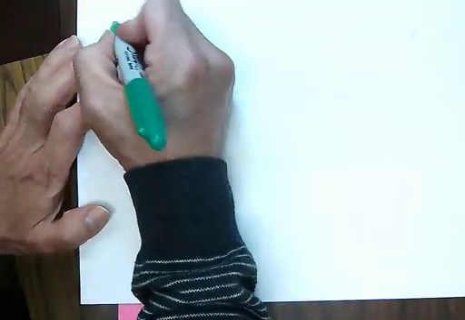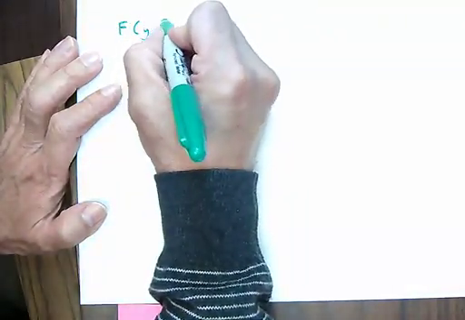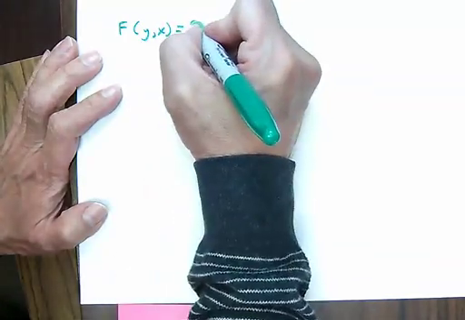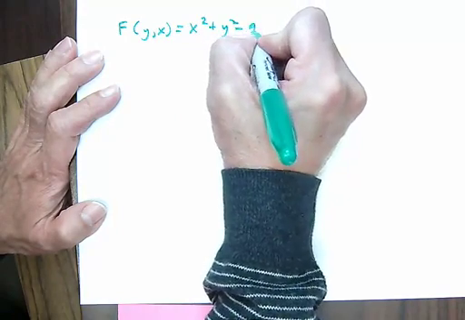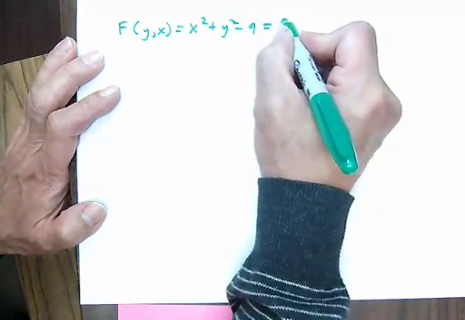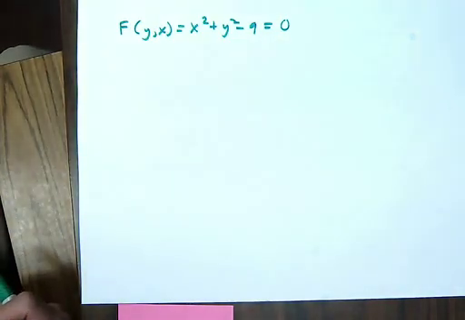Let's look at another example of the implicit function theorem. Again, we're going to start off with our capital F function, which depends upon y and x, and it's equal to x squared plus y squared minus 9 equal to 0, which gives us our capital F equation. And of course, this graphs out as our circle.